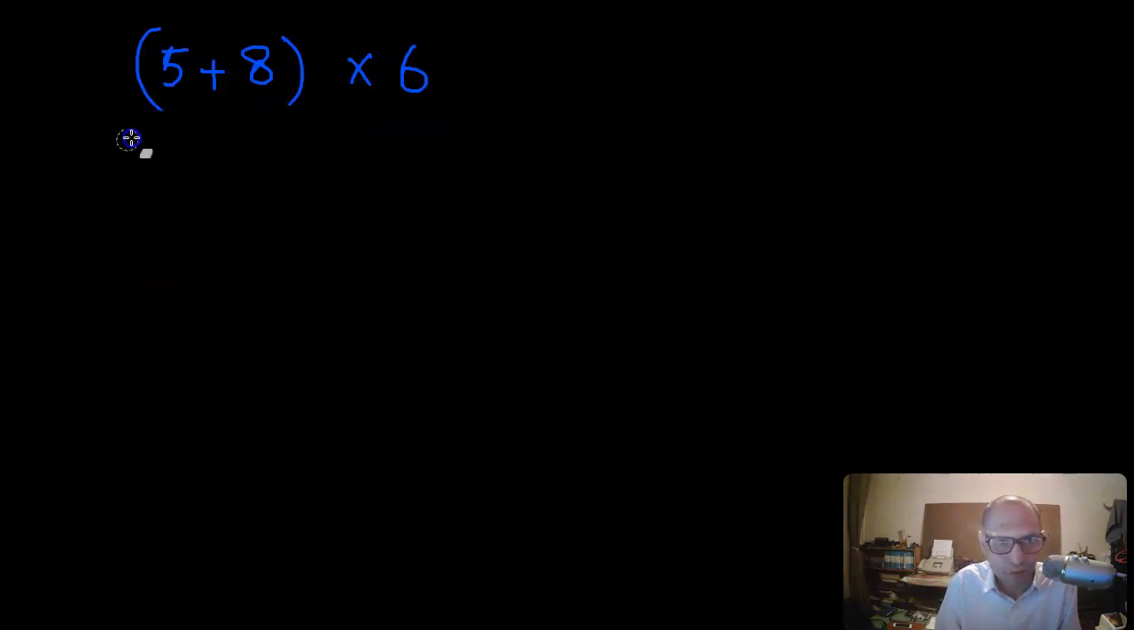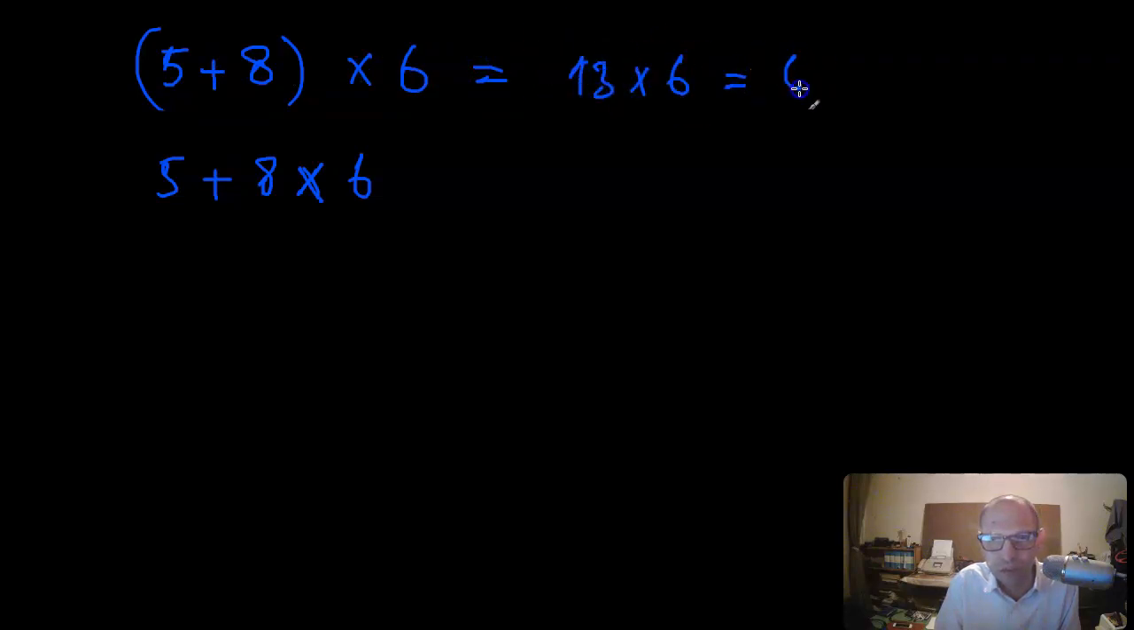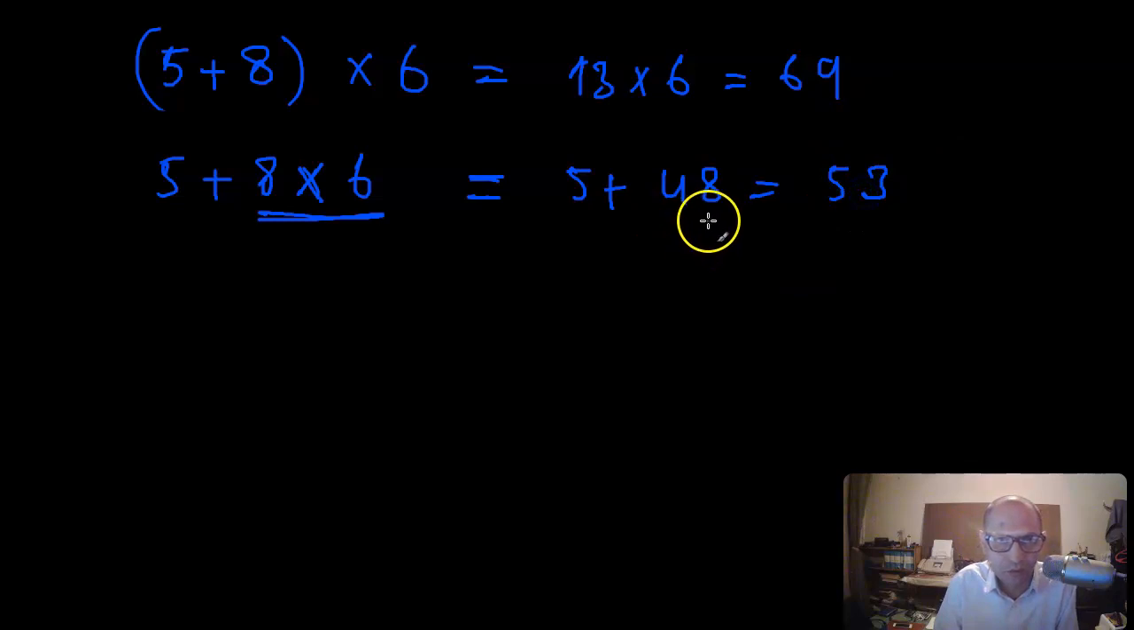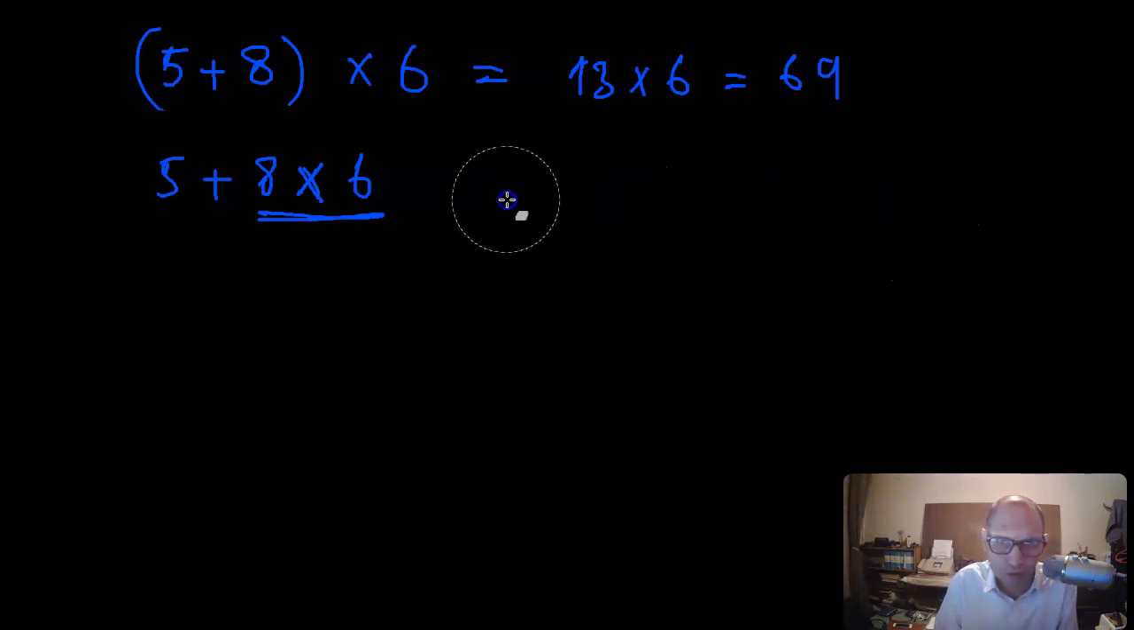But then if I wrote the same expression this way, meaning 5 plus 8 times 6, then this expression is of course different from this, because as a result of this, I'm going to get essentially 13 times 6, which is equal to 69. That would be, for example, 69 hours or 69 whatever. But this would be, for example, first I have to calculate 8 times 6, which is 48. So that's 5 plus 48. And then 5 plus 48 is the same thing as 53. So you see that the answers are, of course, different.